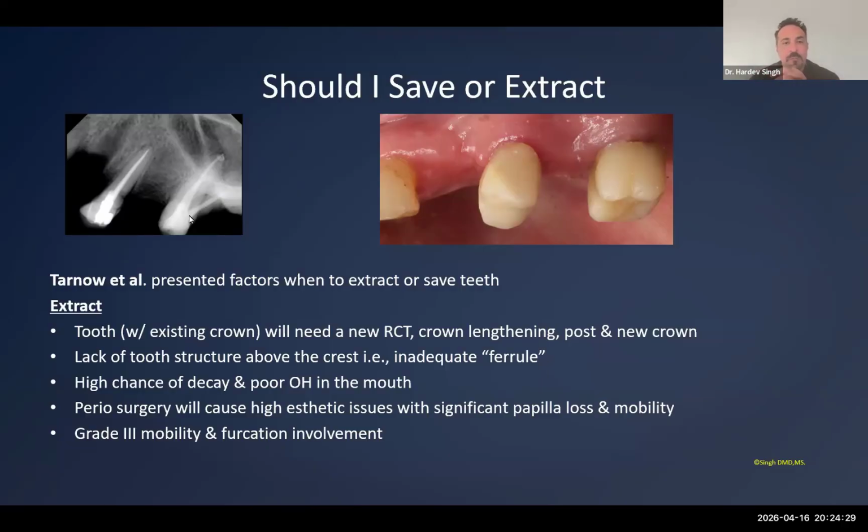Lack of tooth structure above the crest, i.e. you have an extremely inadequate ferrule, especially in the aesthetic zone. Maybe that could be a challenge. However, in certain cases, I don't really agree with that. High chance of decay and poor oral hygiene of mouth, I totally agree. Periosurgery will cause aesthetic issues. Just like I showed you in that early picture, you're going to lose so much papilla, anterior zones. Don't recommend aggressive periosurgery. Grade 3 mobility and grade 3 furcation involvement, very challenging.